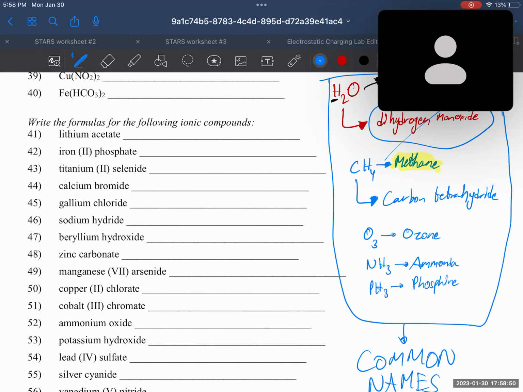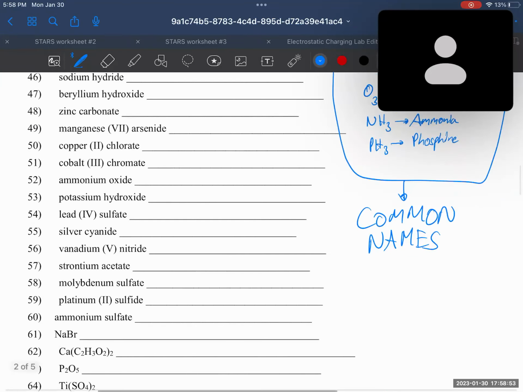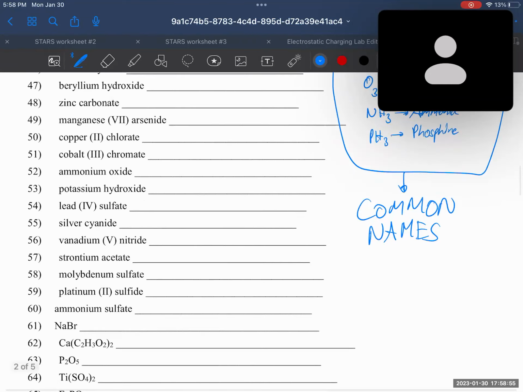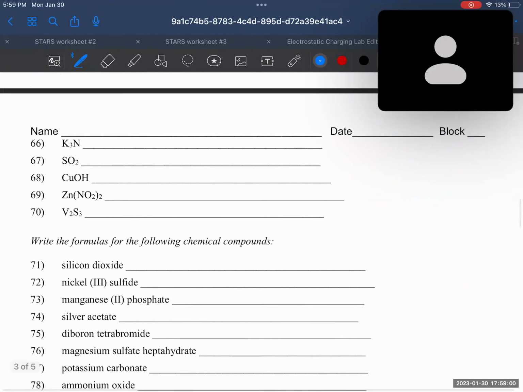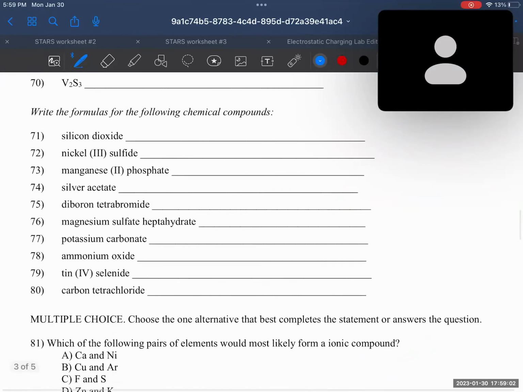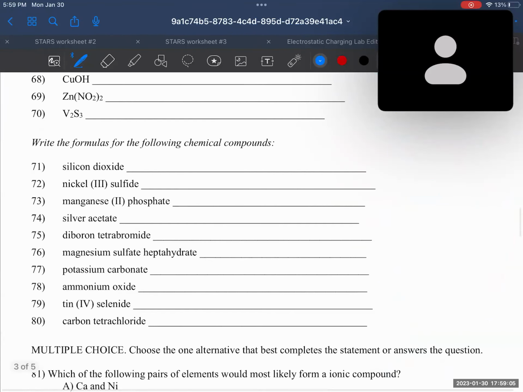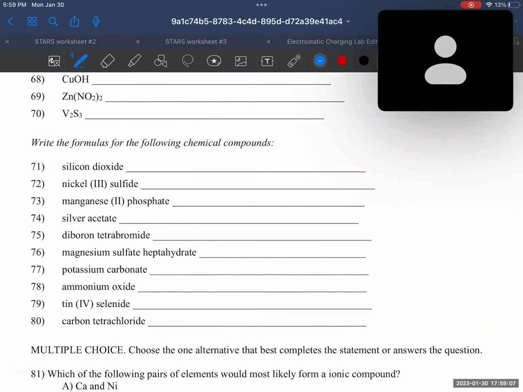And I think we have time for a couple more. So let's go with sort of a difficult one. Which one of these do y'all see is absolutely difficult? Like if y'all saw this on a test, you would absolutely not want to see this problem at all. 76. Magnesium sulfate heptahydrate. Okay, this is actually quite an interesting one.